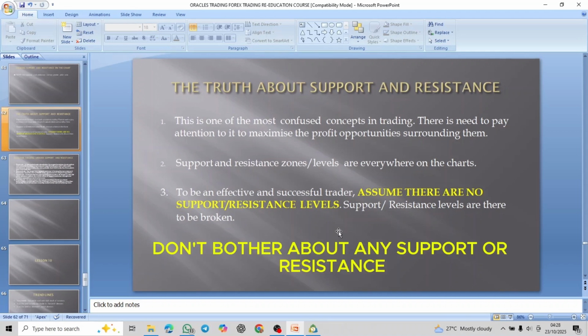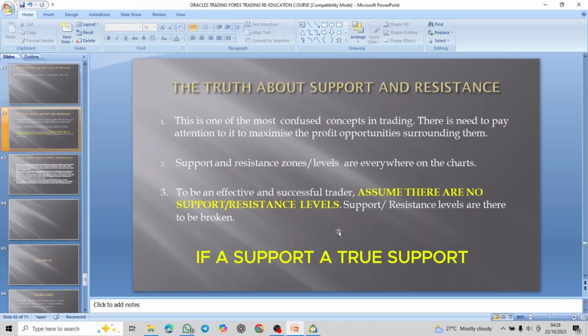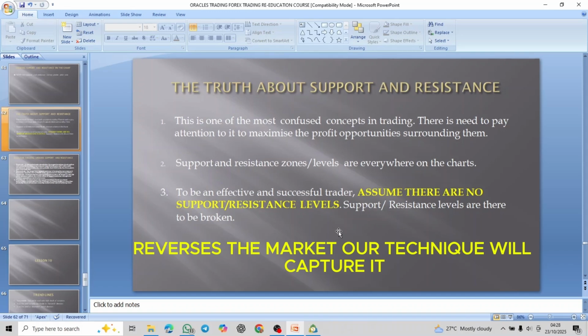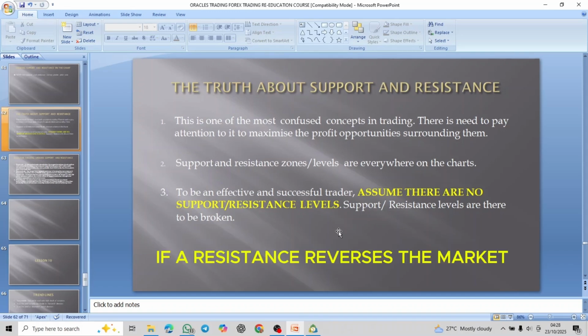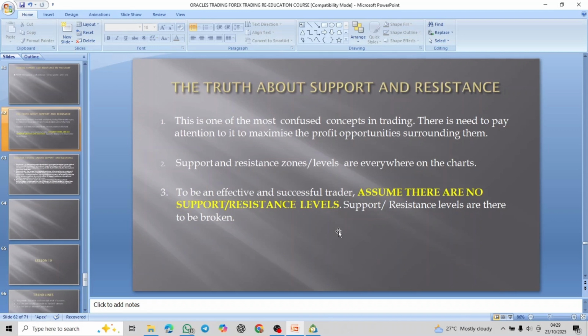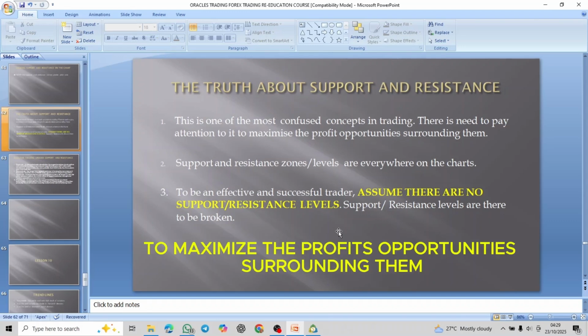Don't bother about any support or resistance. If a support, a true support, reverses the market, our technique will capture it. If a resistance reverses the market, our technique will capture it. So you don't have to bother. There is no need to pay attention to it to maximize the profit opportunities surrounding them.